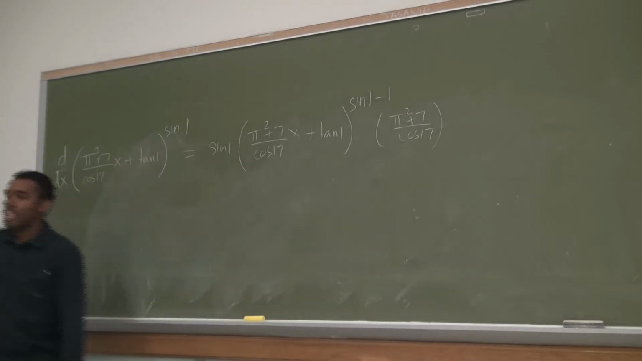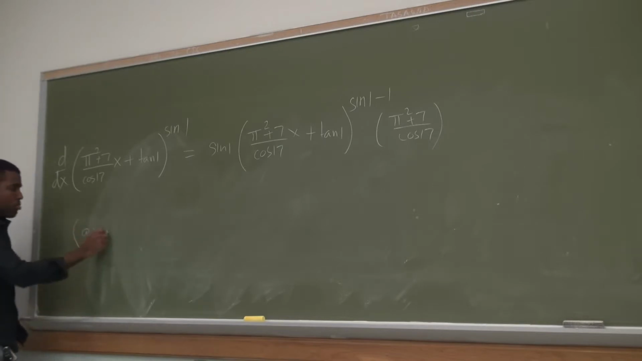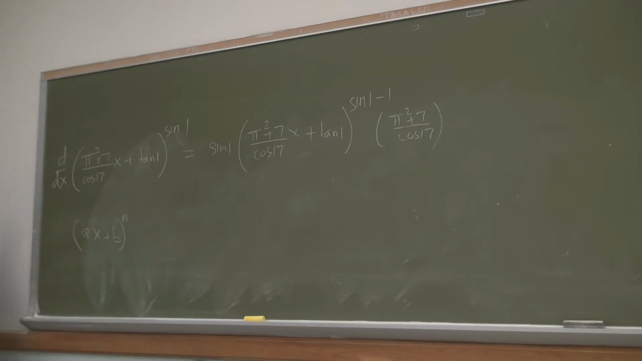Okay. When you look at this, what do you see? Chain rule, but like what do you see? A constant times x plus a constant, to the power of another constant. That's what you see.